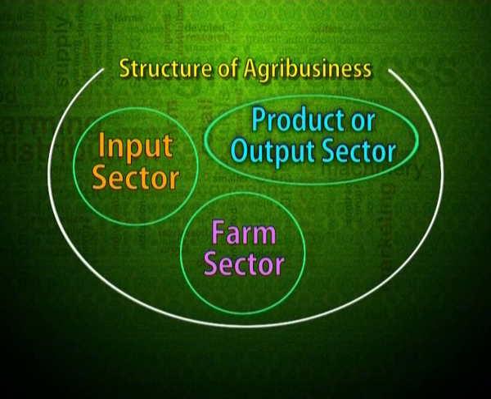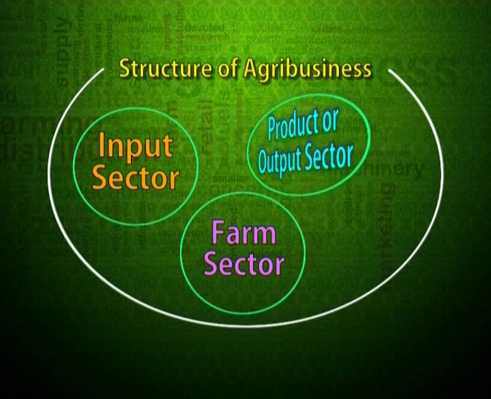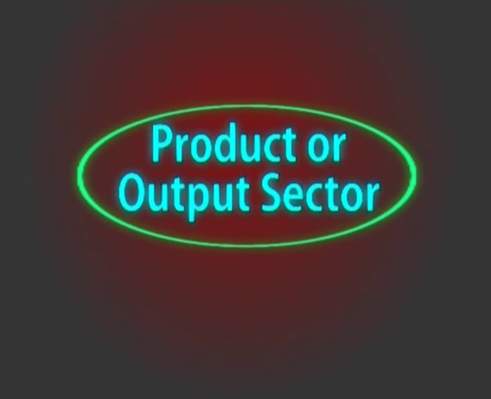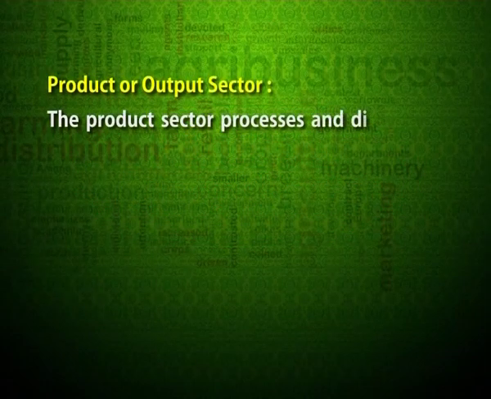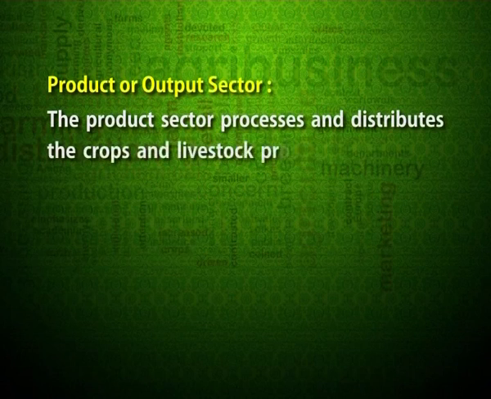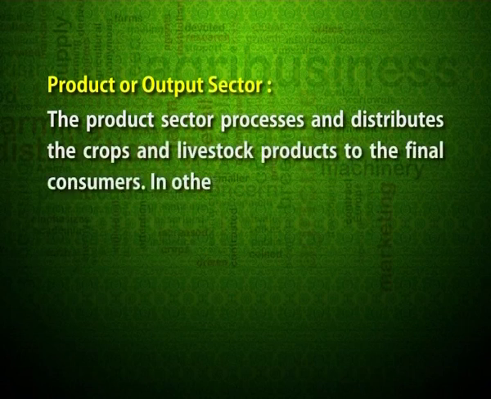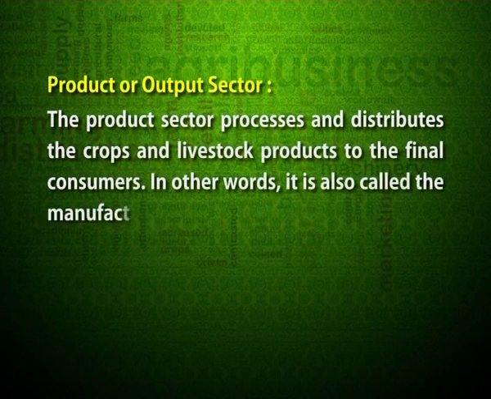And the last one, the product or the output sector. The product sector processes and distributes the crops and the livestock products to the final consumers. In other words, it is also called the manufacturing and processing sector.